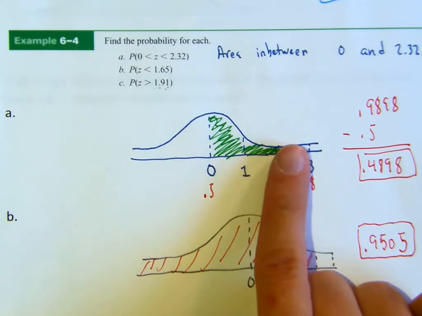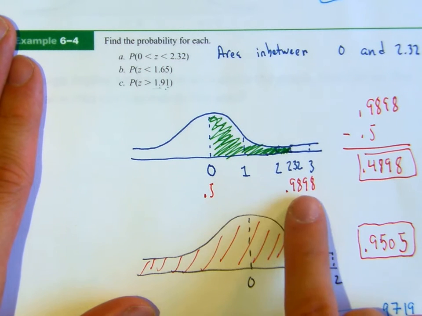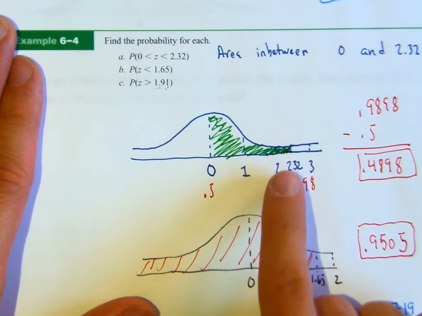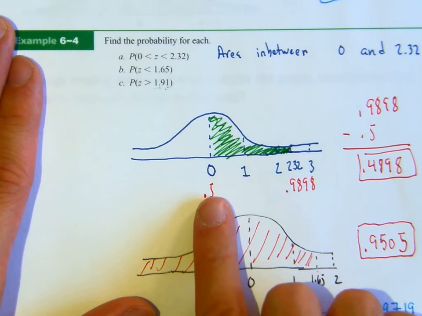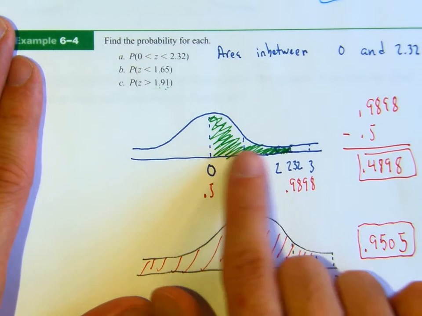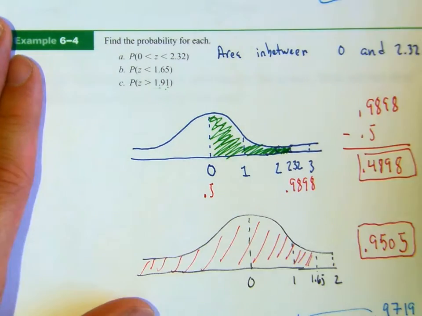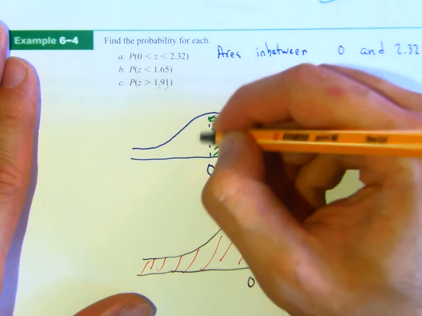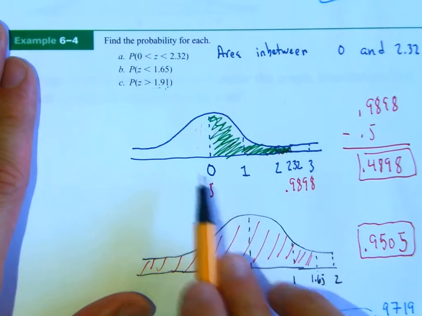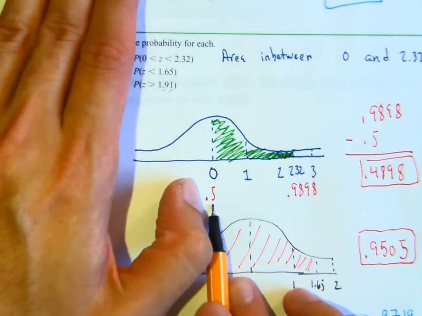So I know the area to the left of 0 is 0.5, and the area to the left of 2.32 is 0.9898. What I want to do is I just want to subtract basically these 2 areas to get this area in the green. Because I know that all of this is 0.9898. Like this whole, like if I were to show it in red, all of this is 0.9898. And what I want to do is just subtract this part over here. And what's to the left of 0, it's 0.5.